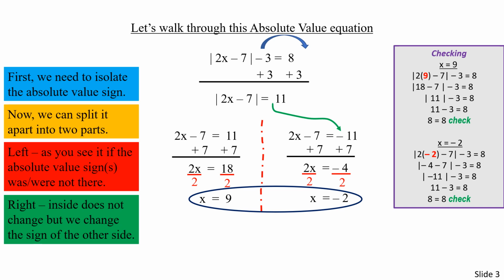So we had to first isolate the absolute value sign and then split it apart into its 2 parts. The first part, just imagine the absolute value sign is not there. And on the second part, the inside does not change. We just change the sign on the opposite side. We solve them individually, and then we check our answers individually.